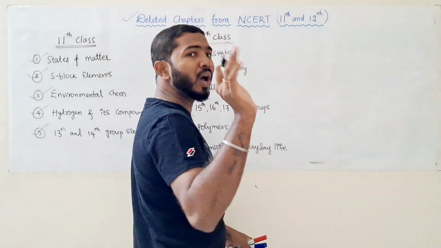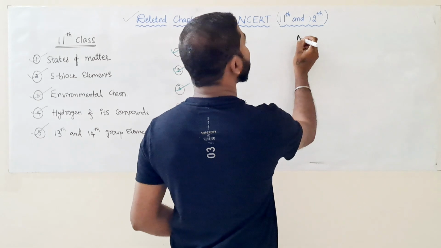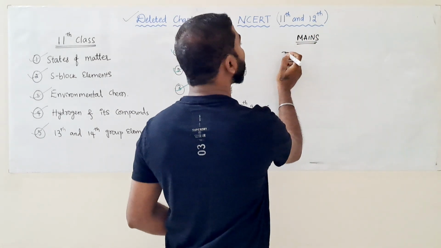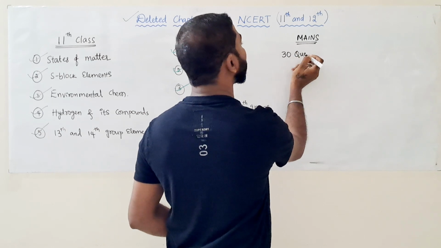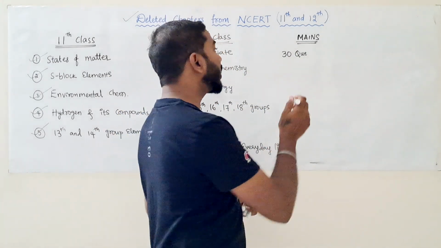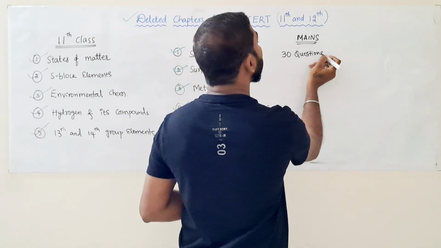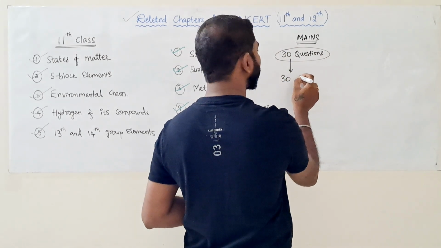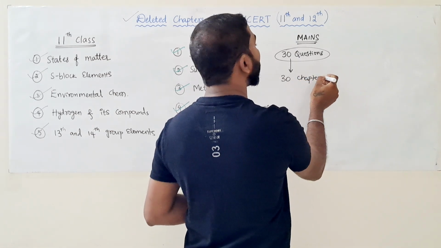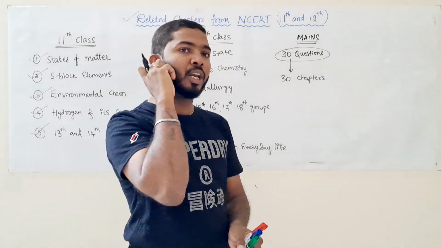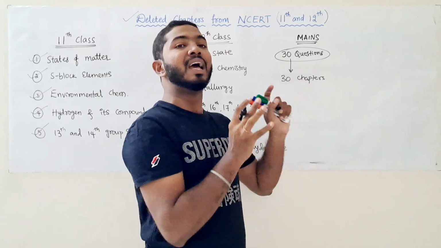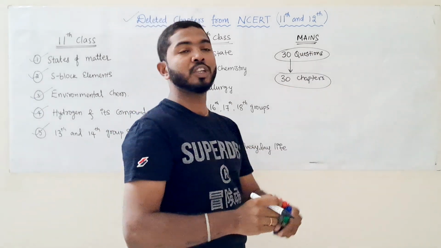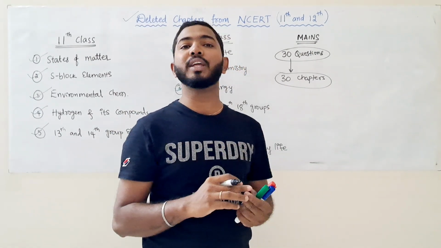Suppose, let's say, there are two possibilities. In Mains, generally we have 30 questions, 30 questions totally. And now in chemistry, we have totally close to 30 chapters. I have included all the organic chemistry individual concepts into these 30 chapters. Let us take 30 chapters. From these 30 chapters, there is a possibility of 30 questions being asked.